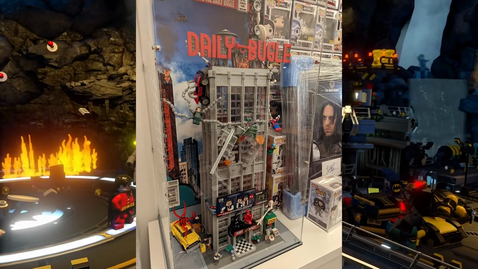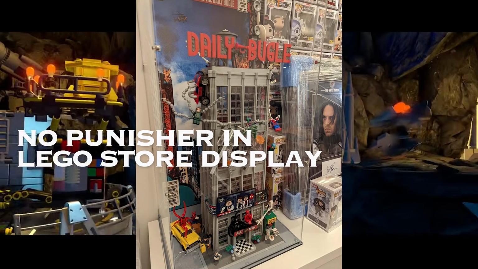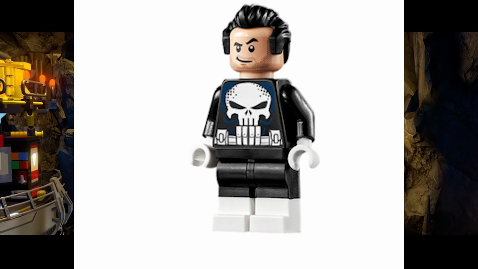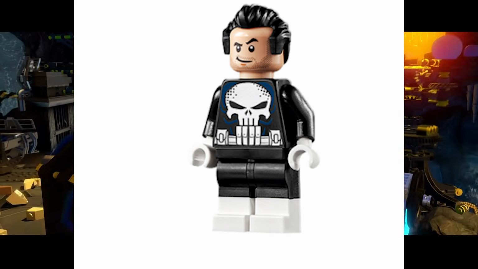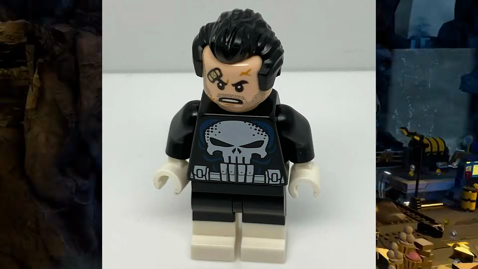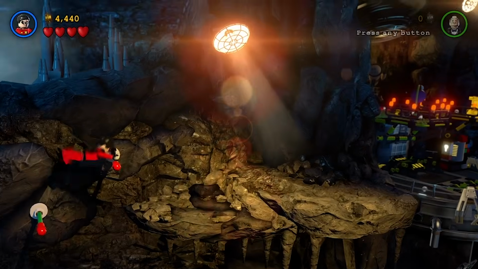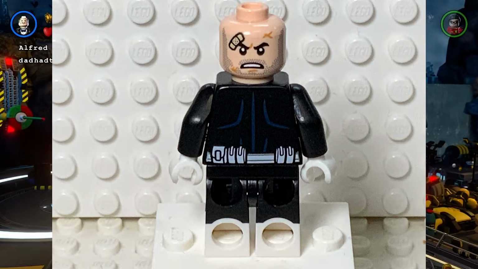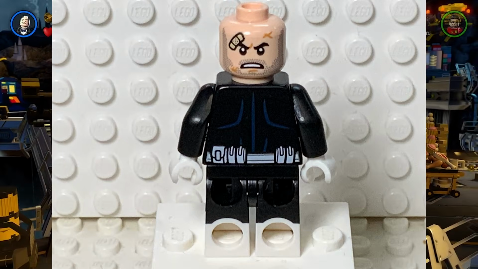No Punisher in LEGO store displays. In LEGO stores, if they had the Daily Bugle built-in display, they were not allowed to put the Punisher minifigure on display alongside it. LEGO specifically told employees of their stores not to because he's a violent character, but most stores would have him in the back and would bring him out if anyone were to request it. I guess the chart creator asked an employee about this, and they confirmed the validity of it.